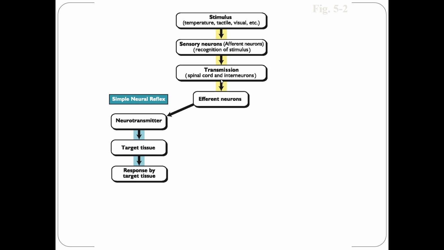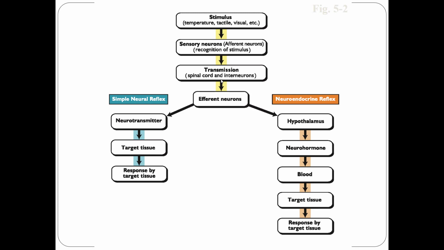On the neuroendocrine response, that message coming into the spinal cord is then rerouted to the hypothalamus. We get some sort of stimulation of the neurohormone. That neurohormone is then secreted into the bloodstream, which travels to a target tissue, and we get some sort of response by the target tissue. So you can tell just in the length of these pathways that one is really short and happens really quickly, and that's the simple neural one. And one takes a little bit more time, and that's the neuroendocrine one.